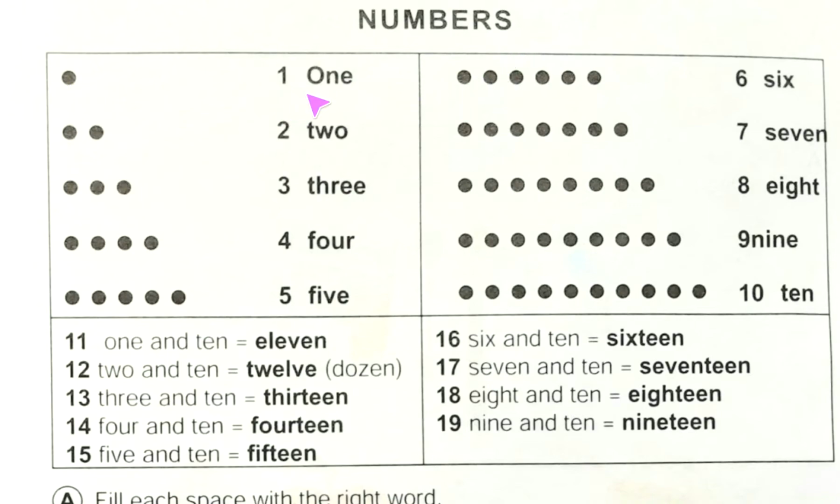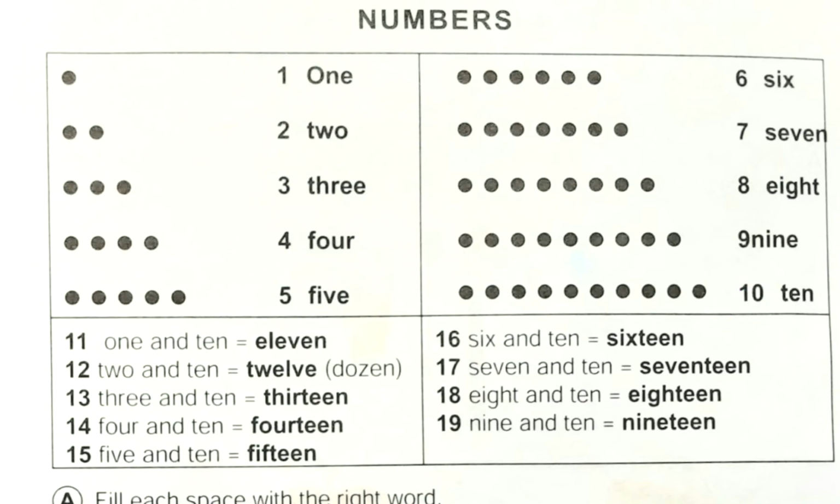Here, 1 dot is 1, 2 dots is 2, 3 dots is called 3, 4 dots is 4, 5 dots is 5. Here it is the word and the number also. 6, SIX, 6. 7. There are 8 dots, so that's why 8. 9 dots, 9. 10 dots, 10.